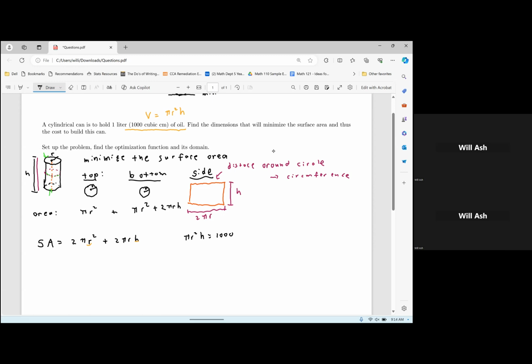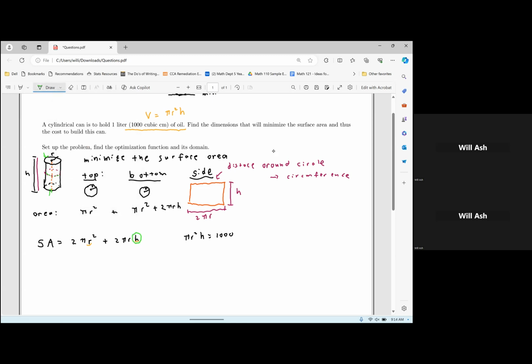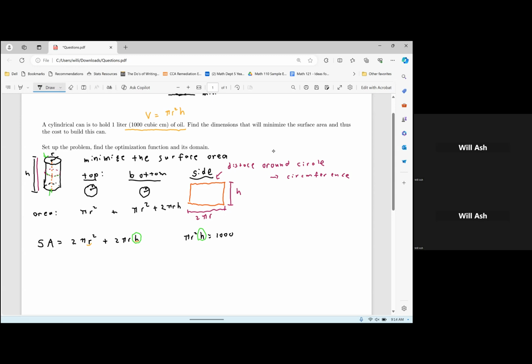So I suppose it makes sense then to look at the height right here. That h right there and that h right there. Theoretically, we could solve for the r, but that just looks harder. So that'll tell us that h is 1,000 divided by pi r squared. Then if I plug all this in, I get a function just in terms of r.